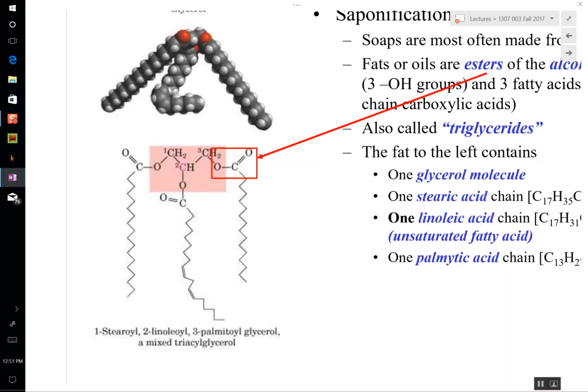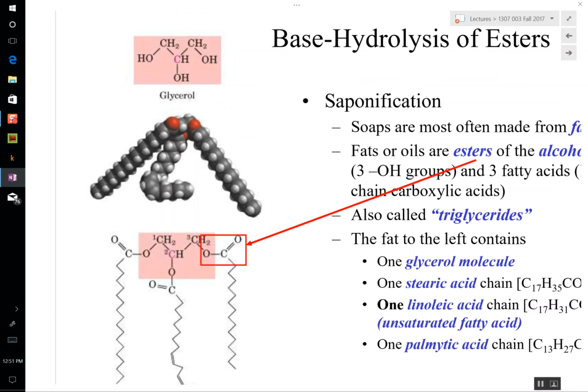It's probably 12 or 14 carbons, and I think this is probably 18 carbons, but it has 2 double bonds in it. So 3 different fatty acids on the glycerol. And there's your glycerol molecule there. It's a triol, an alcohol with 3 hydroxyls on it.